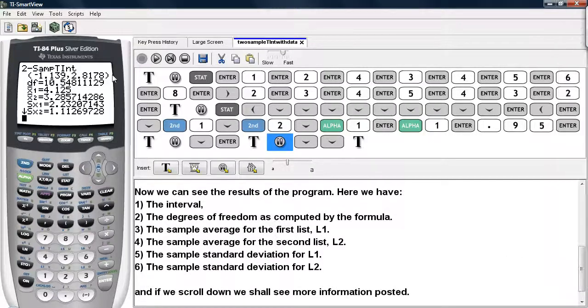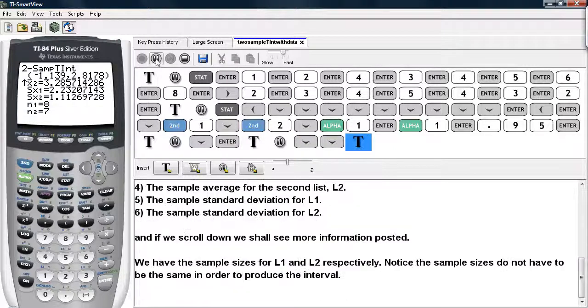And the first thing published is the interval. The second thing is the degrees of freedom computed by the formula. Then you have your sample means, and then your sample standard deviations. And if we scroll down, we can see other information that's published. And that would be the sample sizes, respectively, for list 1 and list 2.